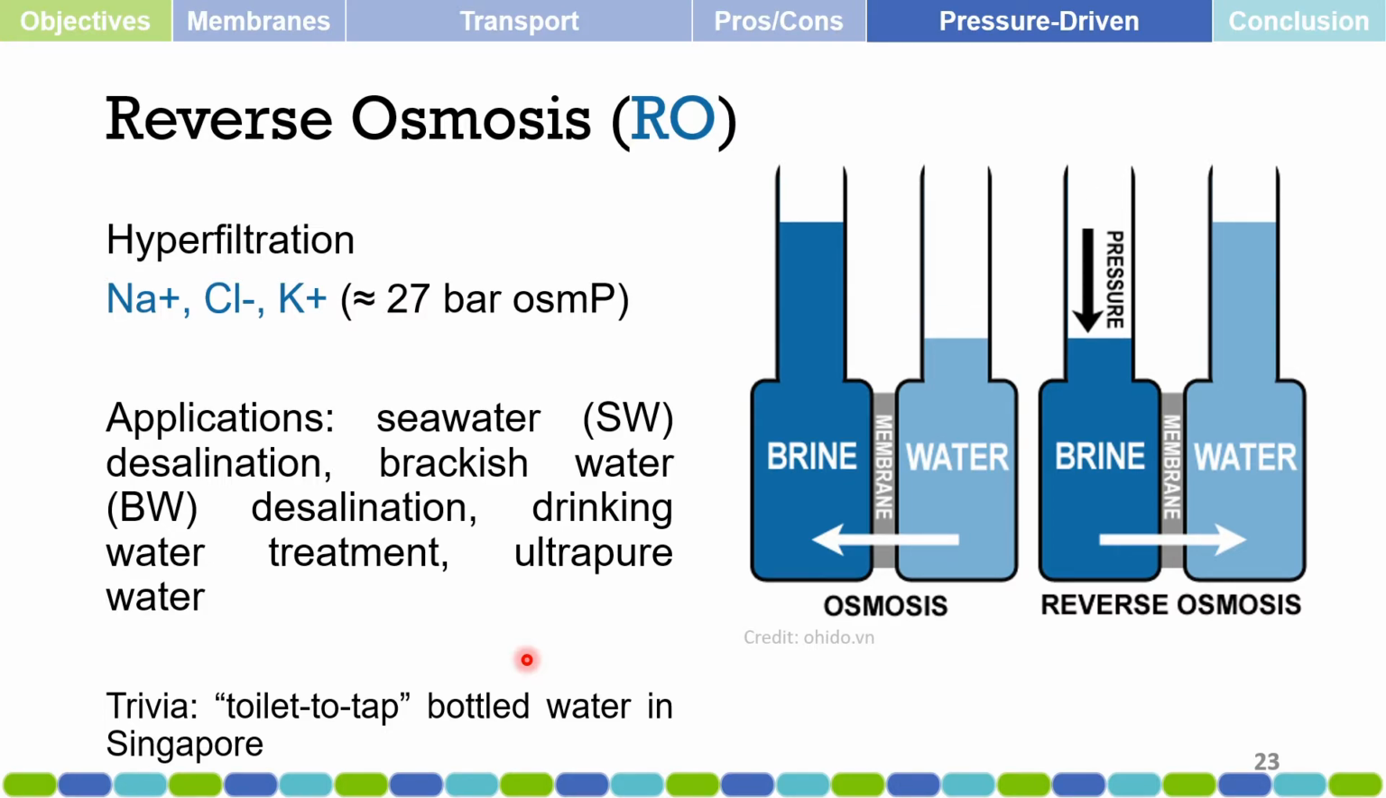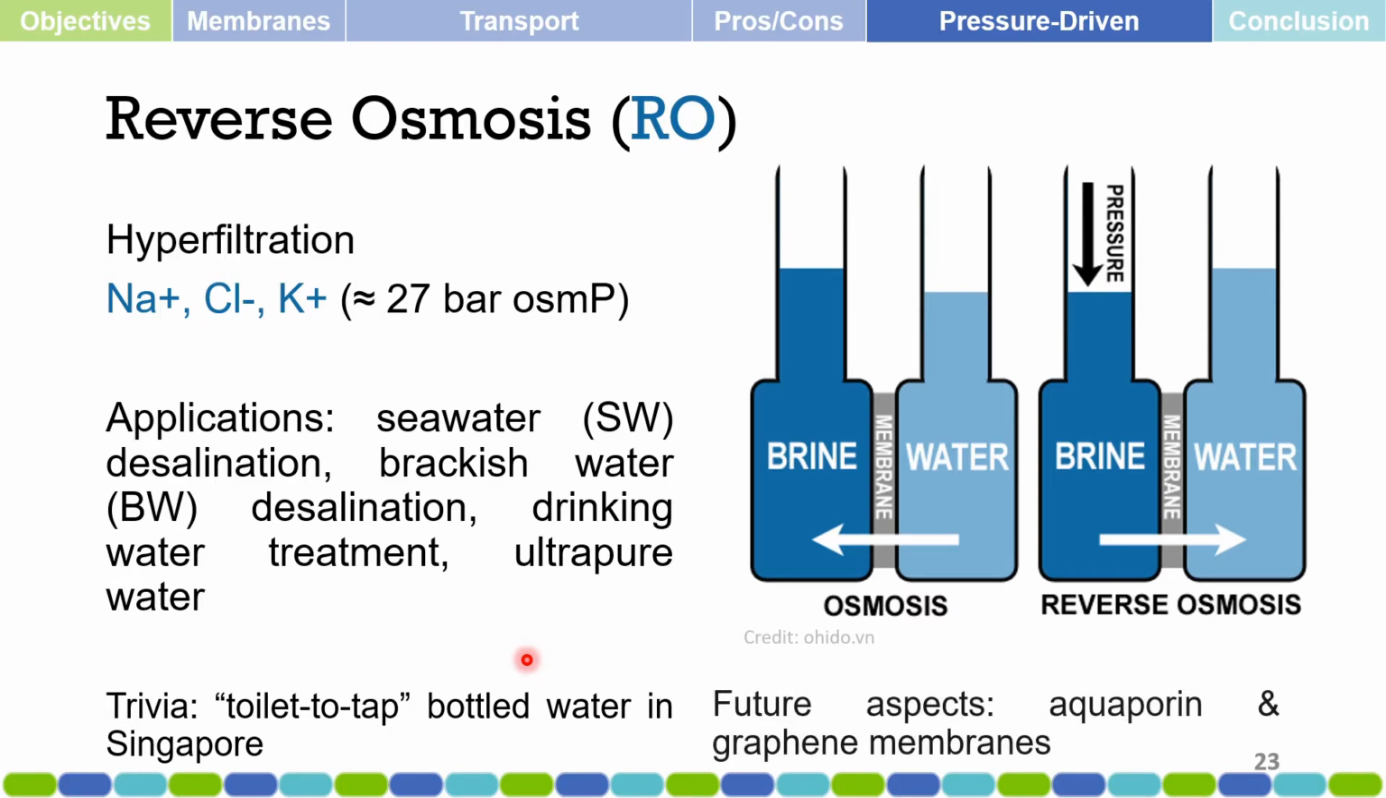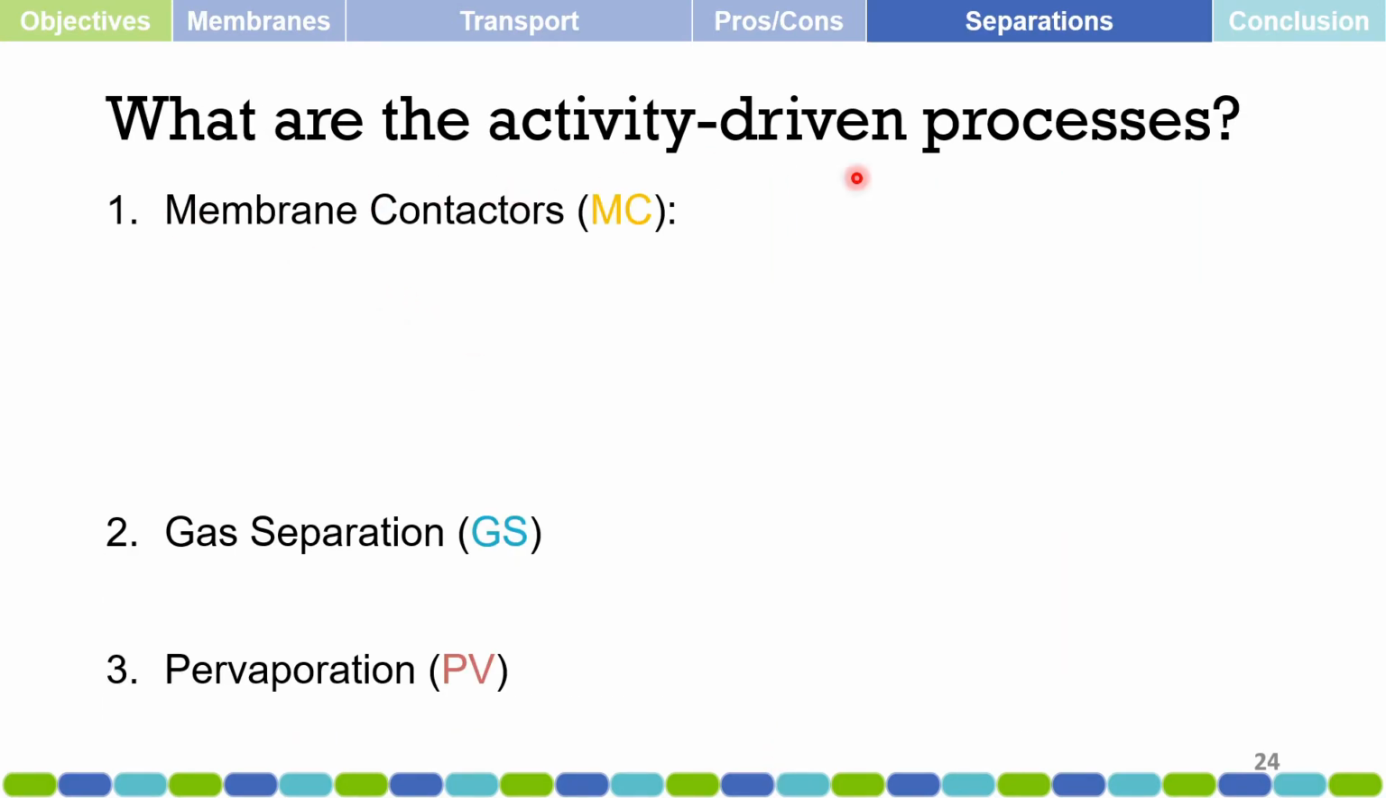So reverse osmosis is actually one of the mature technologies amongst other membrane processes, and it is continually growing and developing. So there are still future aspects for reverse osmosis, and it's now looking forward to biologically inspired membranes, aquaporin membranes, and some advances in nanotechnology with graphene membranes, which are made of carbon-based membranes. So moving forward to activity-driven processes.